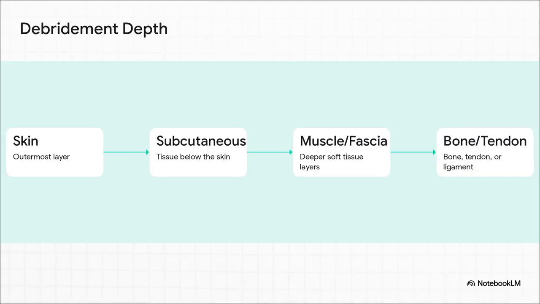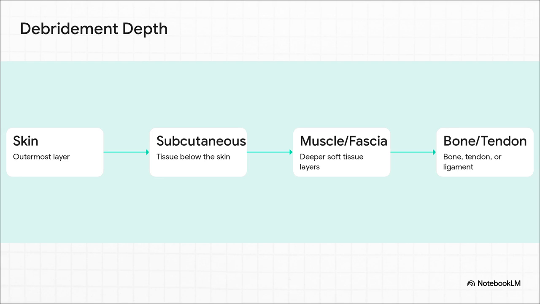And building right on top of the excisional tool, we have the depth of the debridement. In ICD-10 PCS, you don't just code that a debridement happened, you must code the deepest layer of tissue excised. Did the surgeon only remove skin? Did they go down into the subcutaneous tissue? Did they excise infected muscle and fascia? Or did they have to cut all the way down to the bone, tendon, or ligament?